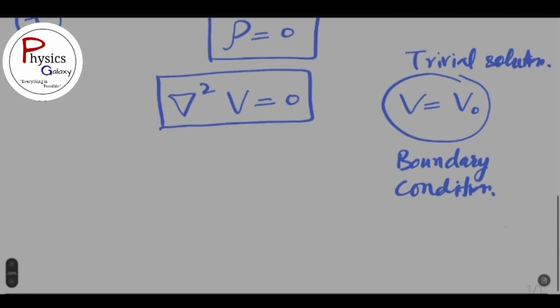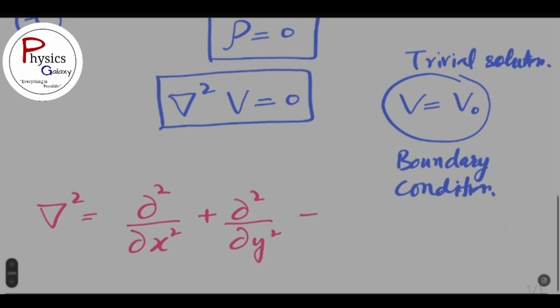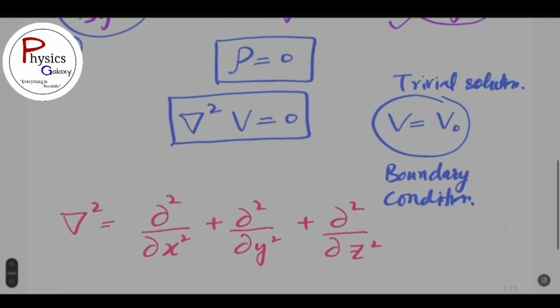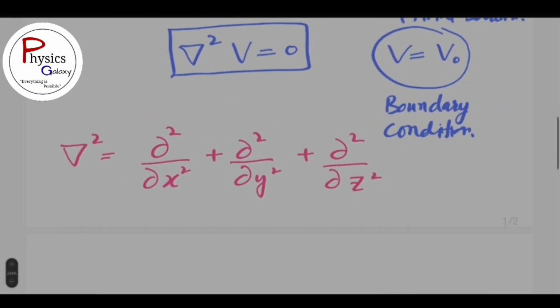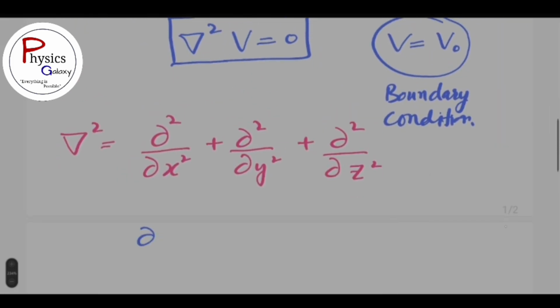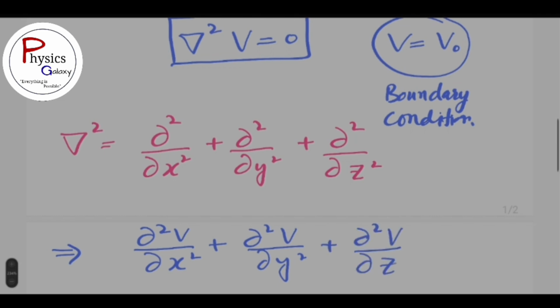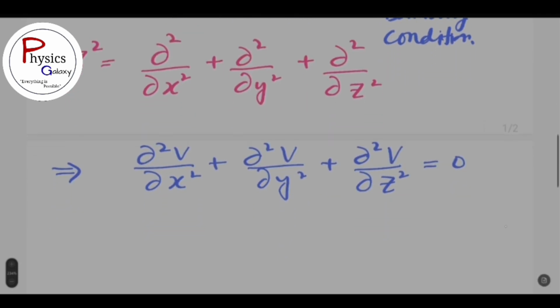Now for this equation, we know how to solve it in the Cartesian system, because del square in the Cartesian system is simply dou square by dou x square plus dou square by dou y square plus dou square by dou z square. So I will write my Poisson's equation as dou square V by dou x square plus dou square V by dou y square plus dou square V by dou z square equals 0. This is my Poisson's equation in the Cartesian system.